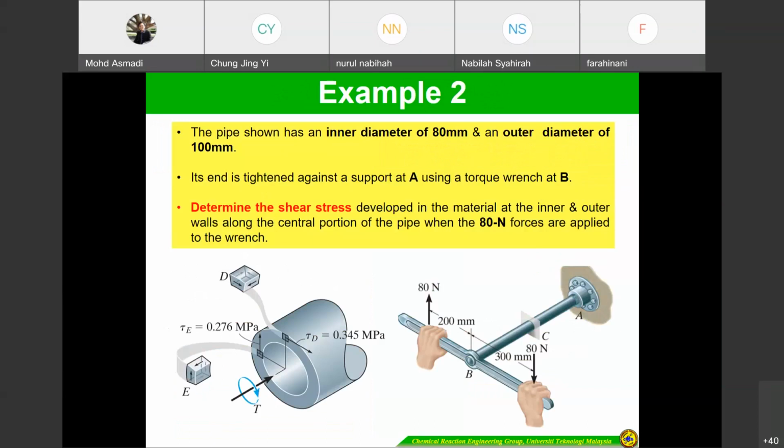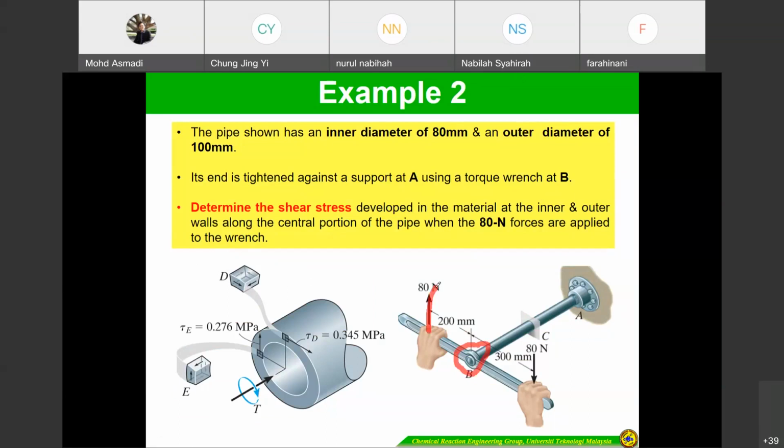Okay, let's see example 2. If you look here, I think it's similar. The pipe shown has an inner diameter of 80 millimeter and an outer diameter of 100 millimeter. Its end is tightened against the support A using torque wrench B. This one is the wrench.